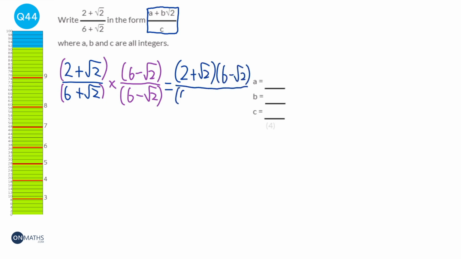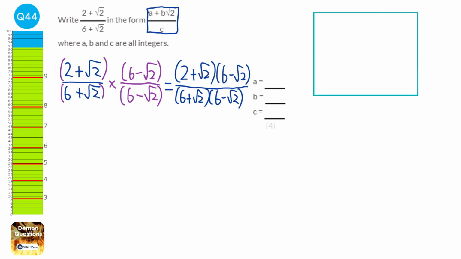And then we've got the 6 plus root 2 and the 6 minus root 2. Now, the reason why we do that is you will see when we expand the bottom one, but I'm going to start with expanding the top one, and it doesn't really matter which method you take to expand it.